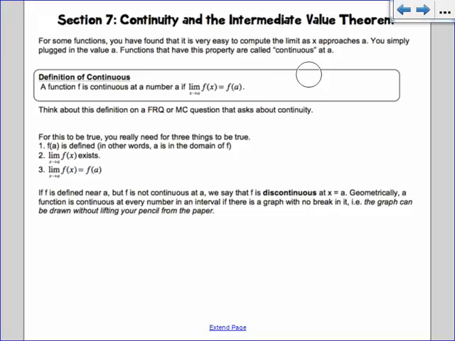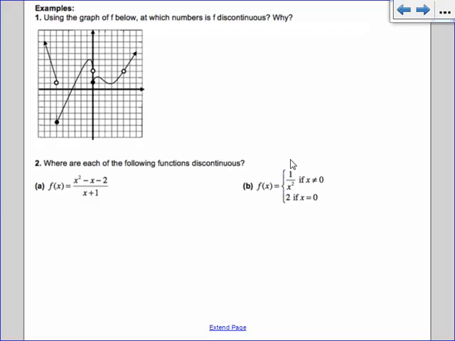All right, so if something's not continuous, we use the word discontinuous. Geometrically, a function is continuous if there's no break in it. So there's no vertical asymptotes, there's no holes or anything like that. So using the graph of f below, at which numbers is f discontinuous and why? So it's going to be discontinuous at this x value, and this x value.